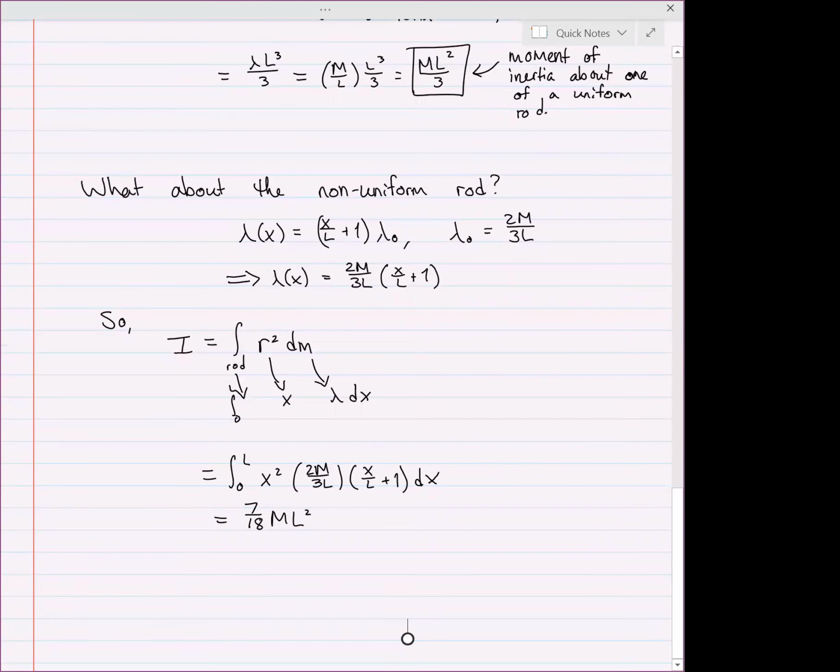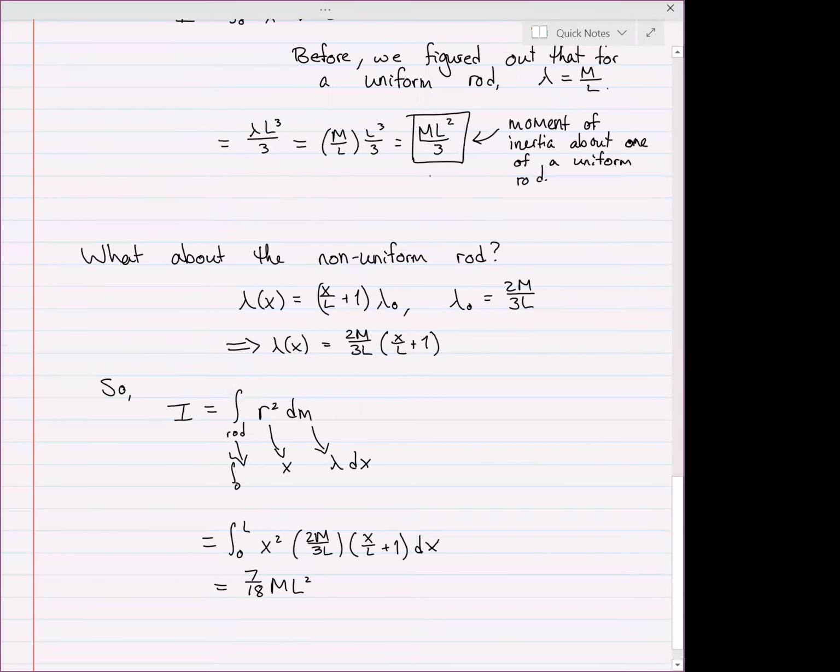Now, this is only for a rod whose density varies linearly and is twice as dense at one end as it is at the other. So this is probably not worth memorizing. The uniform rod one is worth memorizing because it's super common. But this example that we just did is significantly less general and less useful. So it was just an example.